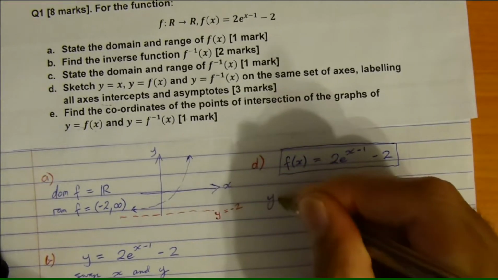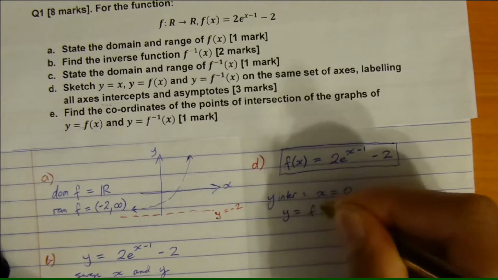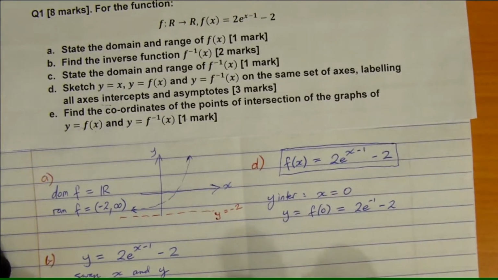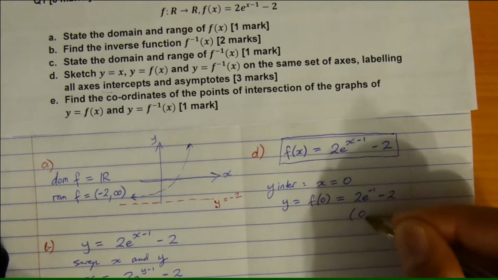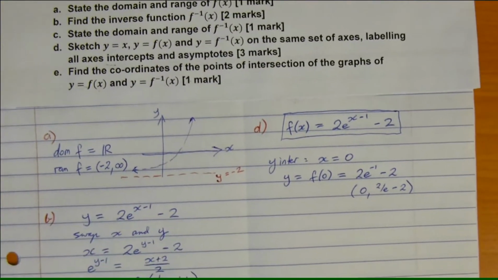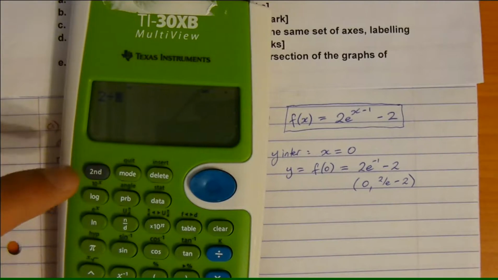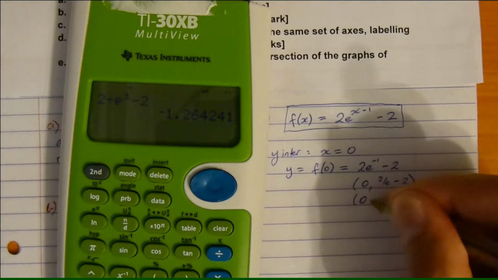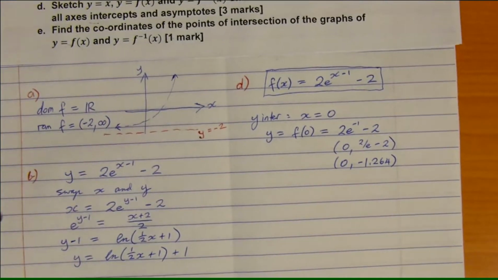So for the first one, for my y-intercept, I let x equal to 0. So y equals f of 0, that is equal to 2e to the minus 1 minus 2. Now this is simply a number, so to keep it in an exact form, I would leave it as 0, 2 over e minus 2. Now just to get an idea of how to sketch that and how to draw it on the axes, I'll just punch in 2 divided by e to the 1, minus 2. So as an approximate, negative 1.264.